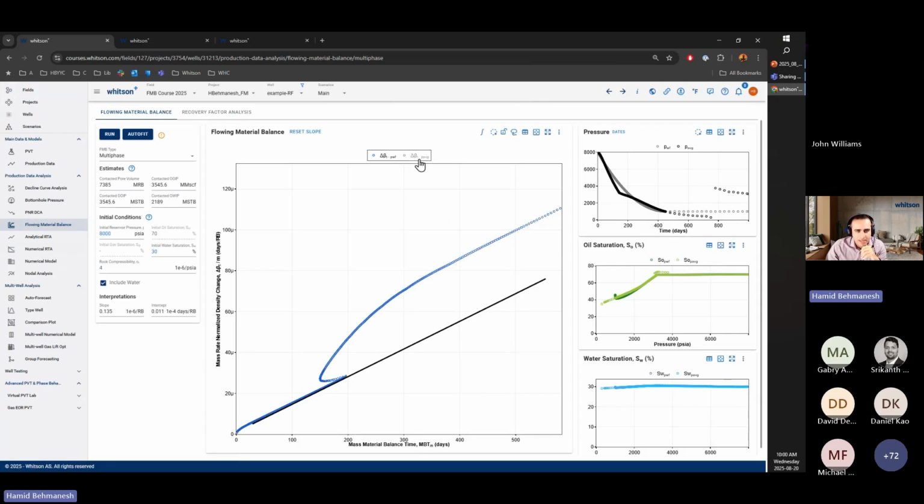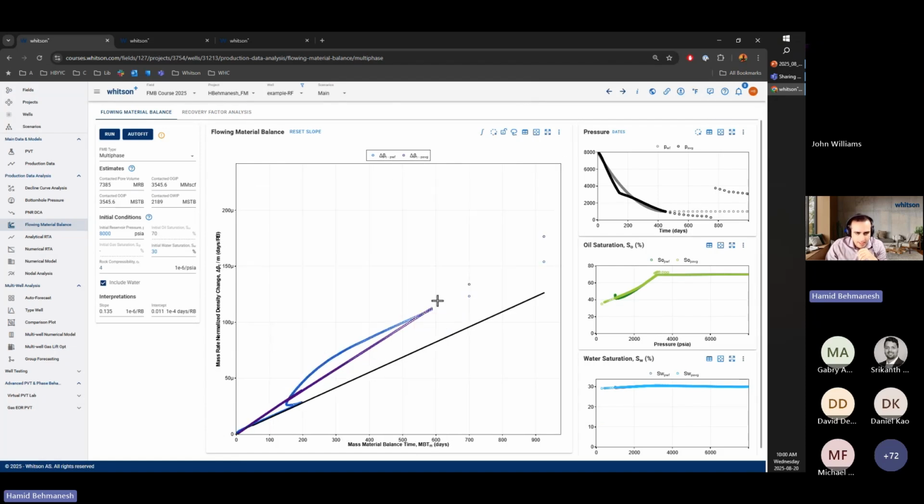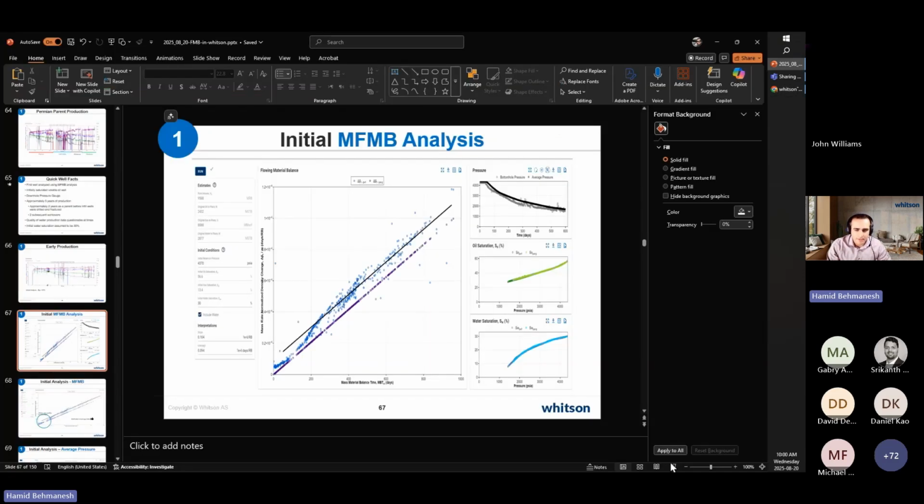If I click on this one, by default it is not displayed. But if you click on this one, it shows you this purple line. This is basically calculating the average pressure, treating the reservoir as a tank. So there is some usefulness to that. I'm going to show you what the usefulness of that will be.